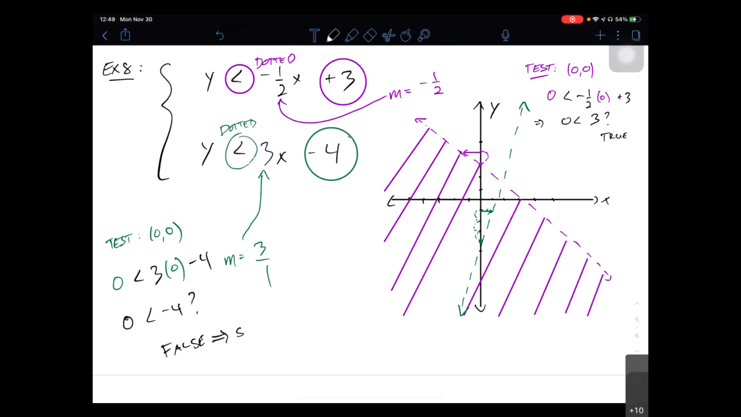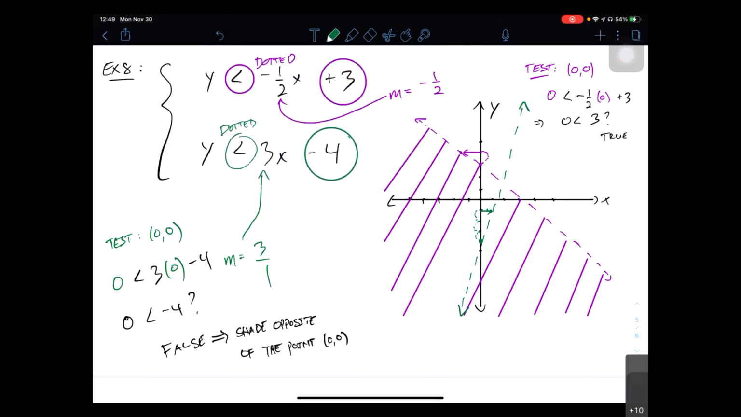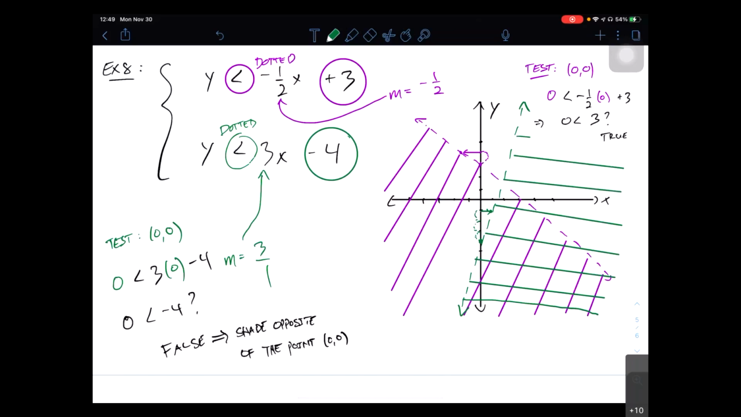So then that means you got to shade opposite of the point 0, 0. So 0, 0 would normally be on the left side here. We're actually going to shade the right of it right now. So it would look like this. And then that means that the solution is where they intersect. So it's not above here in the green, it's not above here in the purple, but I'll scribble it for you. It's between these two dotted lines right here.